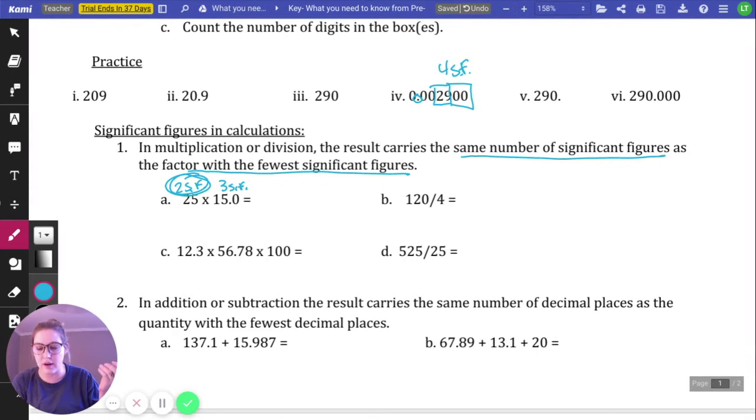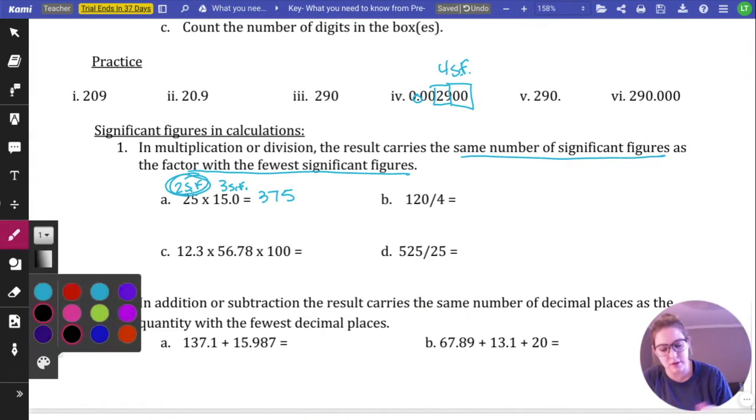So 25 times 15 gives us 375. Our answer should only have 2 sig figs. I'm going to move myself again. I always forget. So I need to cut it off right there and check my rounding. I should round, so my answer is 380.